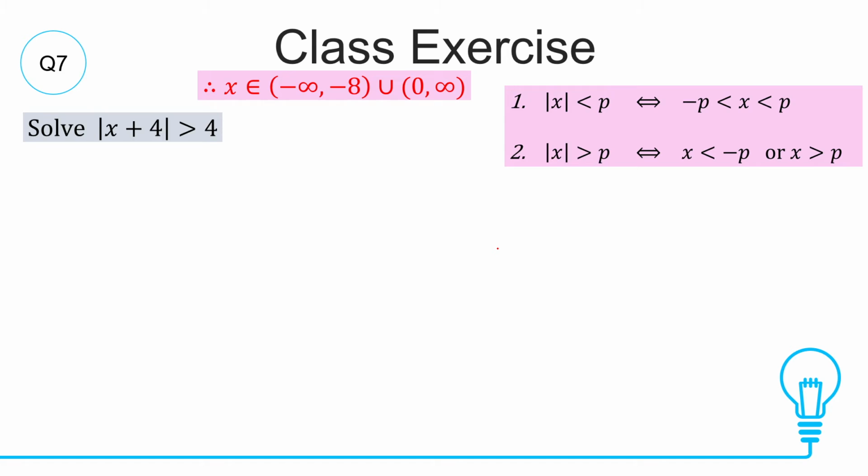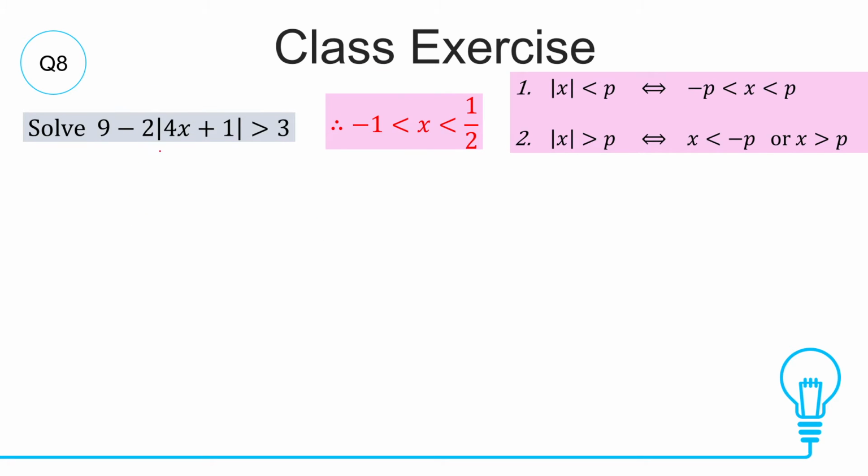And then let us look at some of the exercises. First thing, this is absolute greater than, so we use this one. So x plus 4 greater than 4, or x plus 4 less than negative 4. Okay, so x greater than 0, x less than negative 8. You can keep your answer in this way, or you can change it to like the one above.